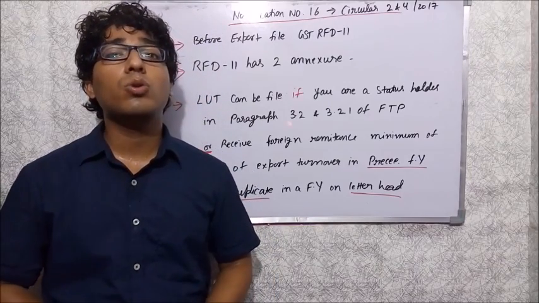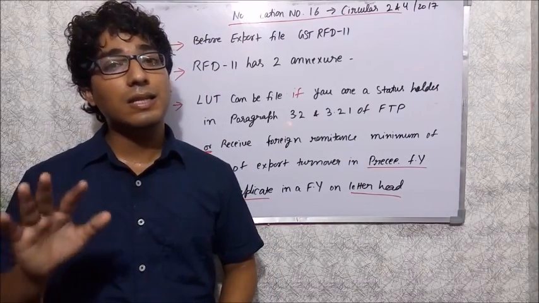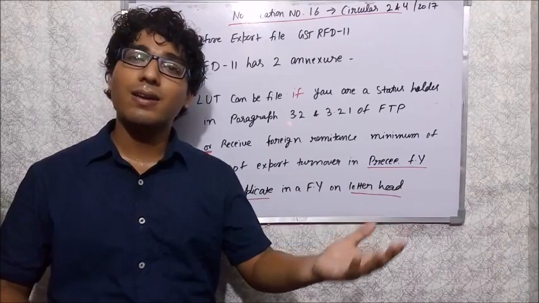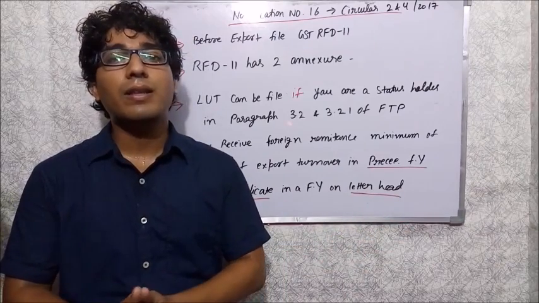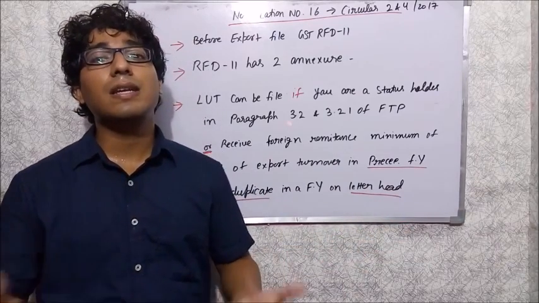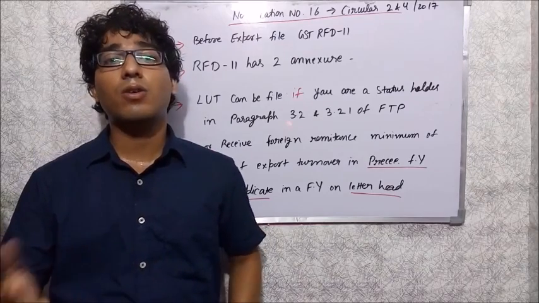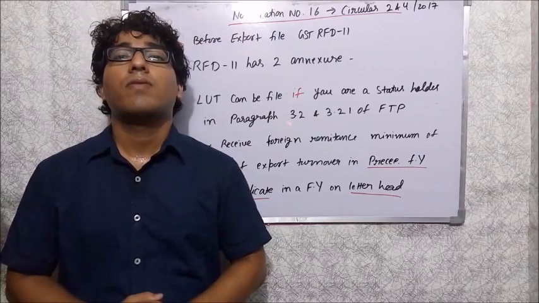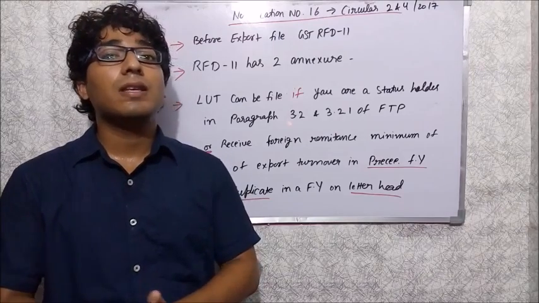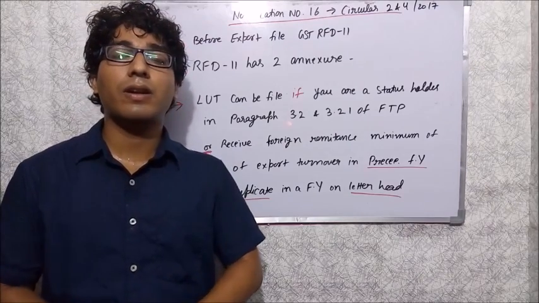And also you should not be prosecuted under the CGST Act or under the earlier act, so that you can file the letter of undertaking. So as you can see, the letter of undertaking is for those people who are trustworthy. The government has trust in them, so therefore those persons who are trustworthy can file and execute the letter of undertaking.